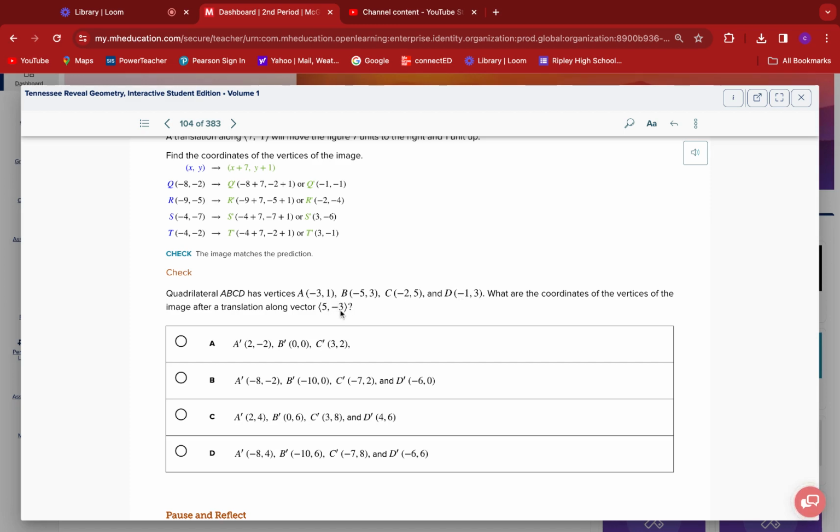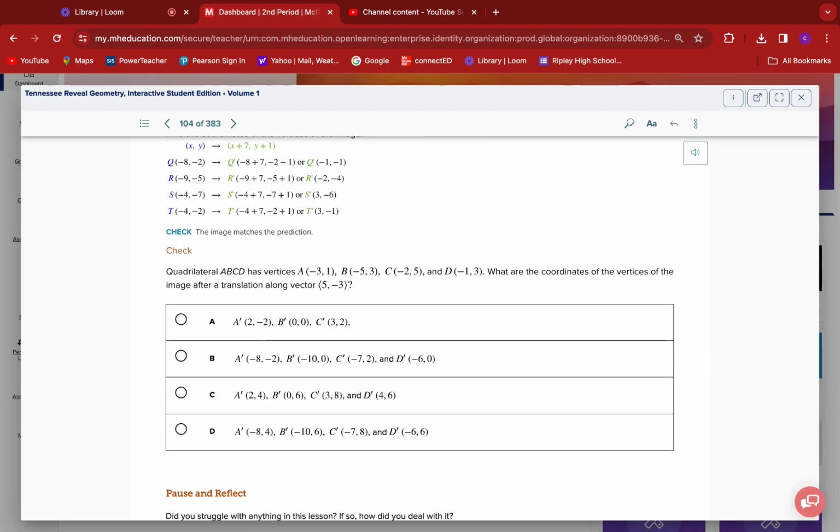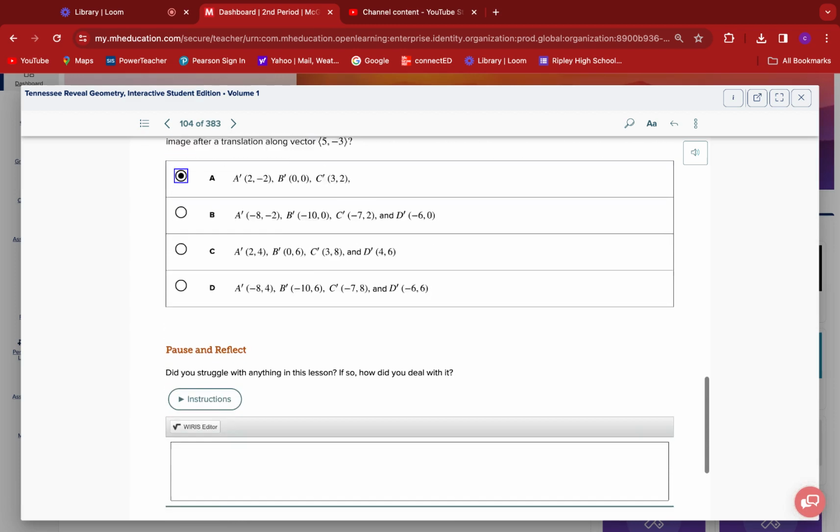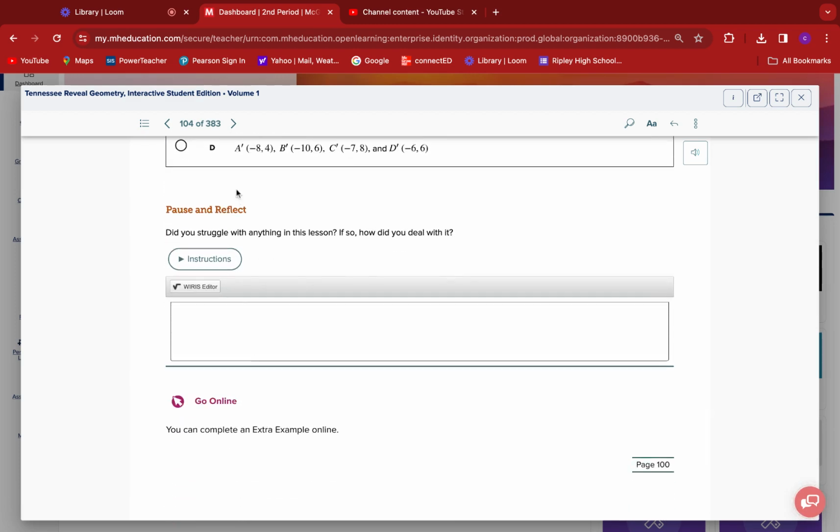The y value is a negative 3. That means I'm subtracting 3 from every y value. 1 minus 3, 3 minus 3, 5 minus 3, 3 minus 3. I'm giving you 10 seconds to do that. 9, 8, 7, 6, 5, 4, 3, 2, 1. Boom. There it is. That is your answer. Pause and reflect. Don't have time for that. Let's move on.